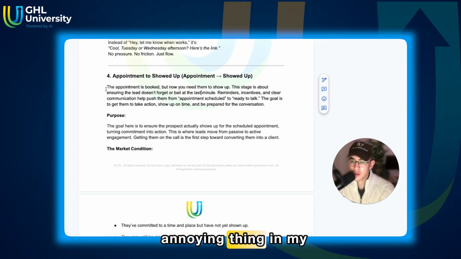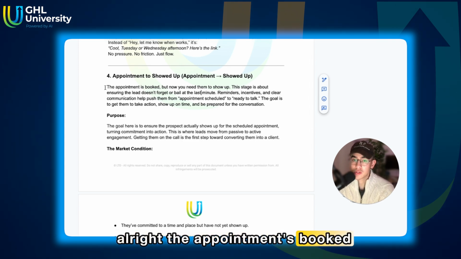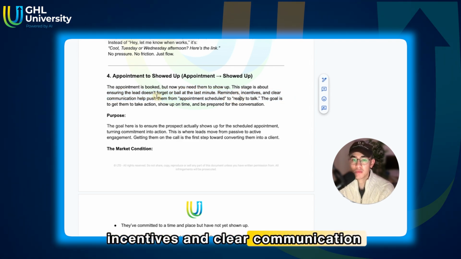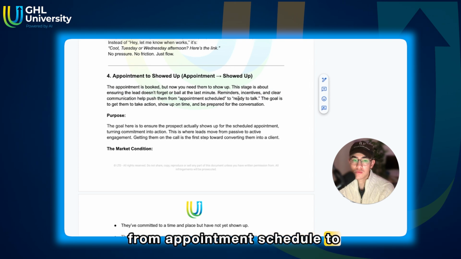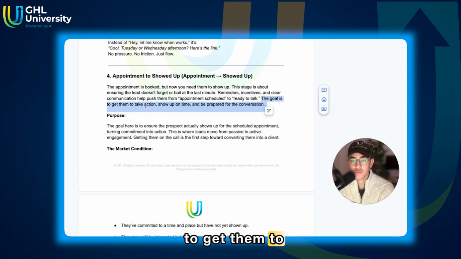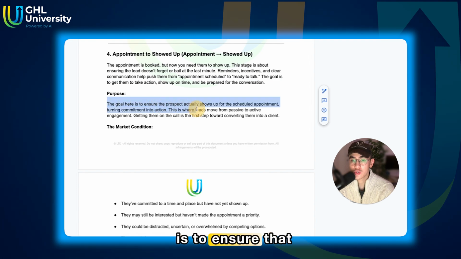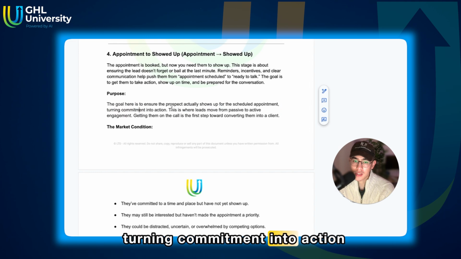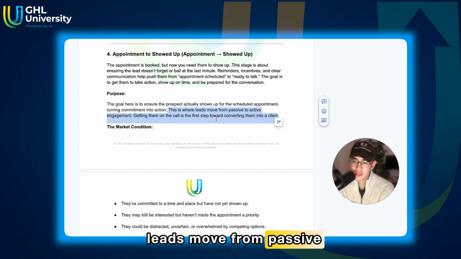Appointment to show up rate. This is the most annoying thing, in my opinion, right? The appointment's booked, but now you need them to show up, and this stage is about ensuring the lead doesn't forget or bail last minute. Reminders, incentives, and clear communication help them go from appointment scheduled to ready to talk, and the goal is to get them to take action, show up on time, and be prepared for the conversation. The purpose is to ensure that the prospect actually shows up for the scheduled appointment, turning commitment into action, and this is where leads move from passive to active engagement.